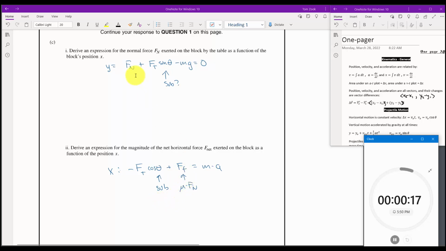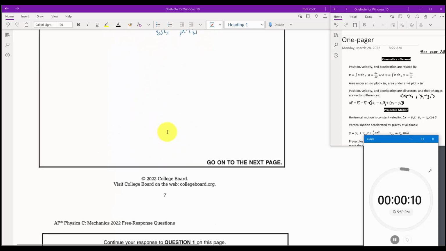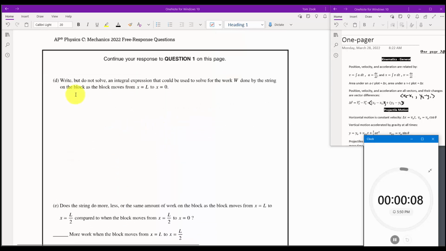But we'd have to sub in the normal force here, and we haven't solved that yet, so we can't finish that anyway. Ooh, 10 seconds. D, right, but do not solve an integral for the expression used to solve for work done by the string on the block. So the work done by... okay, so this sounds like an integral.